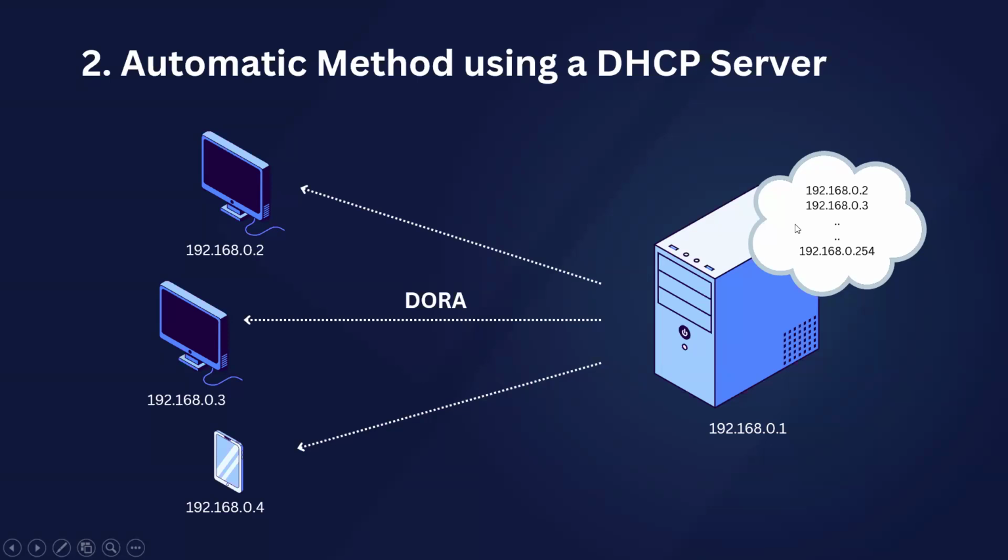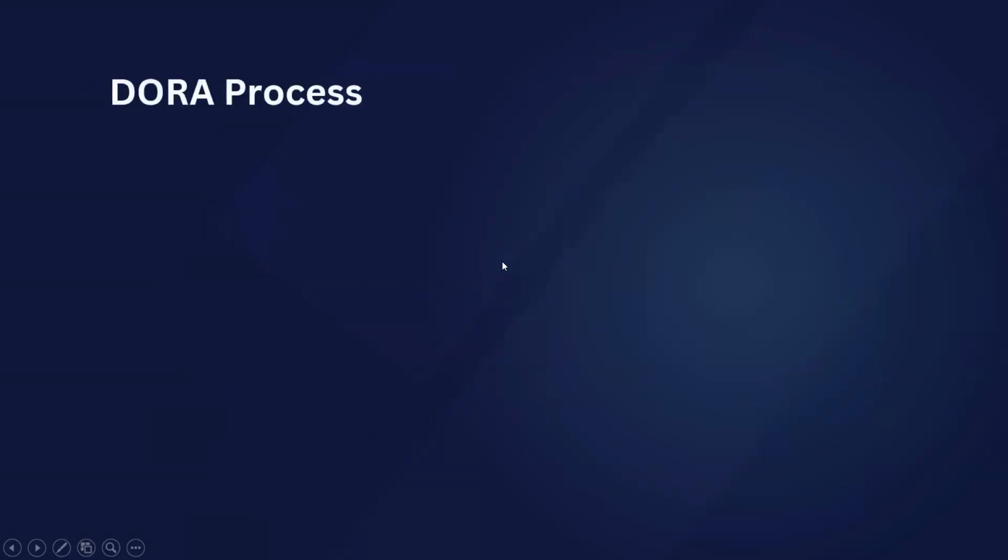Okay, and the only remaining other IPs will be mentioned in the pool after that. Okay, but what is this DORA process? Whenever you connect a new device in the network, guys, that device starts broadcasting a signal. That signal is called the discover packet. So how does it broadcast it?